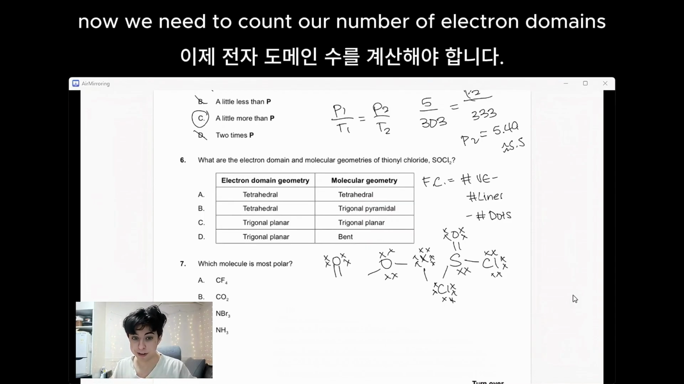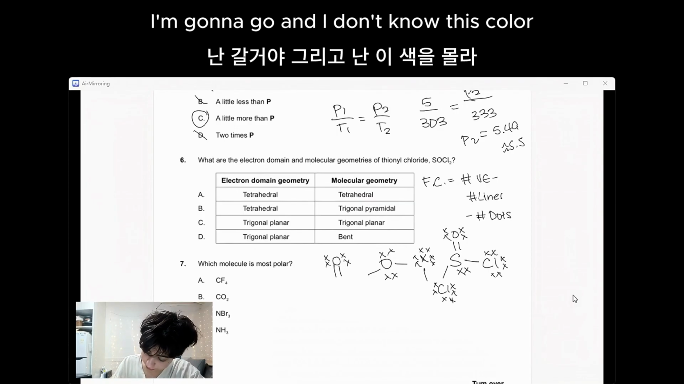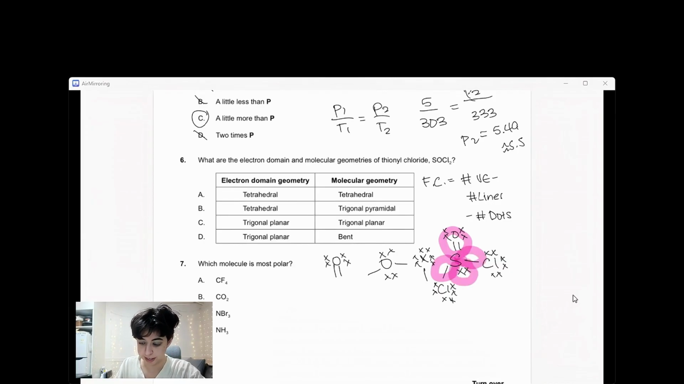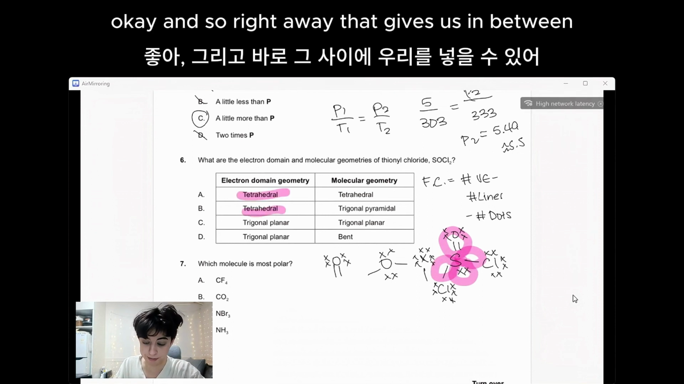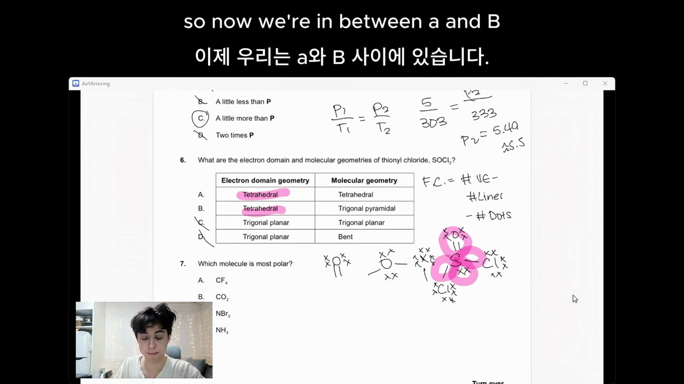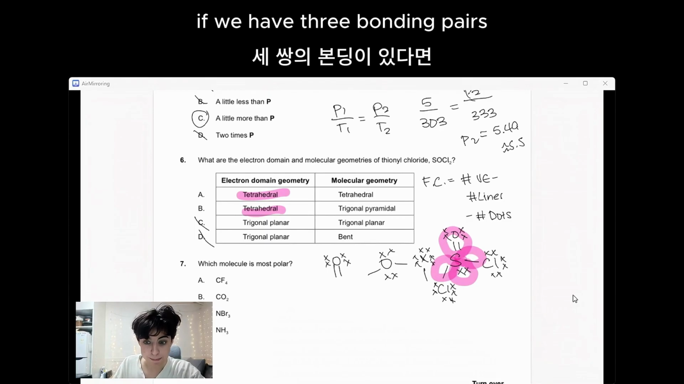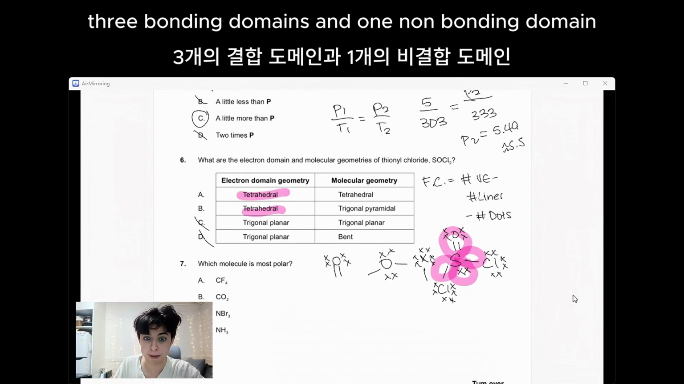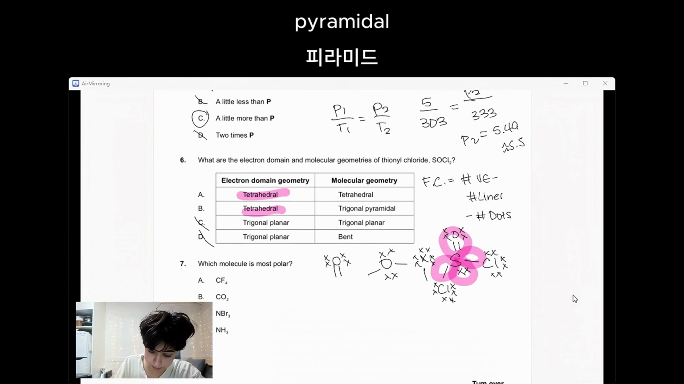And so now we need to count our number of electron domains. So we have 1 domain, 2 domains, 3 domains, and then 4 domains. And so 4 electron domains is going to be tetrahedral. Right away that eliminates C and D, so now we're between A and B. And so for our molecular geometry, if we have 3 bonding domains and 1 non-bonding domain, that means it is trigonal pyramidal.